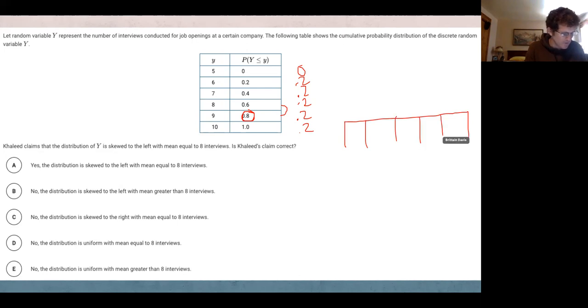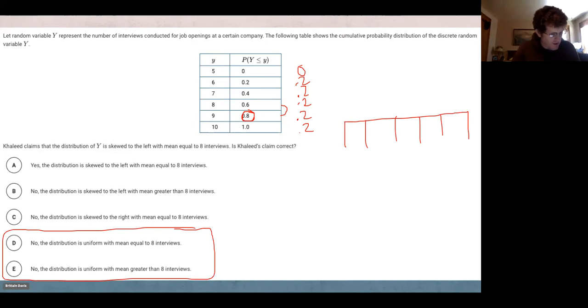And no, so we need to find this one. So it's uniform. Okay, here we go. Now the question is, is the mean greater than 8 or is the mean equal to 8? Because this is uniform, it's going to be symmetric, and we can figure out that the mean is going to be right where our median is. They're going to be the same. And the median here is 8, so the mean will be equal to that.